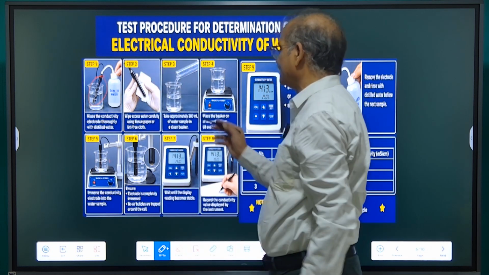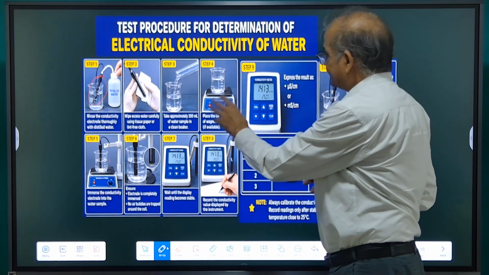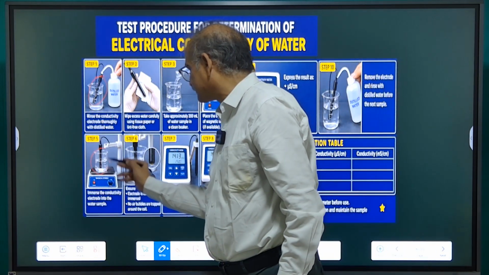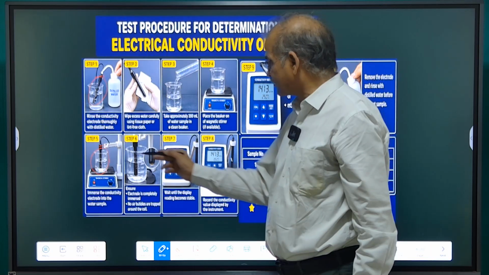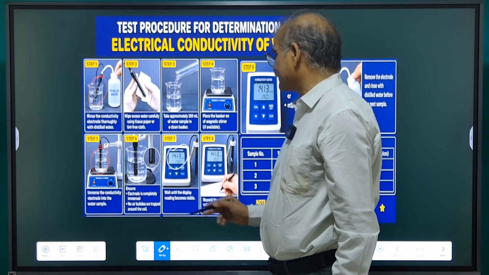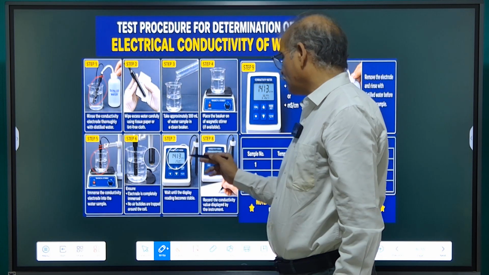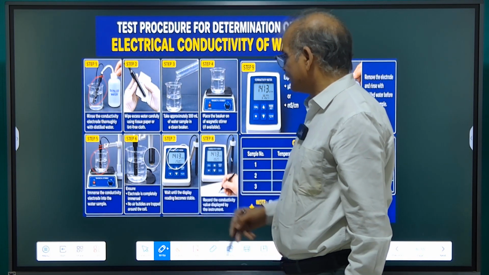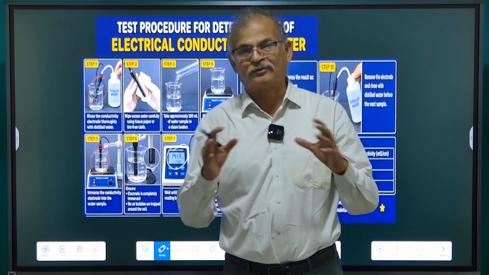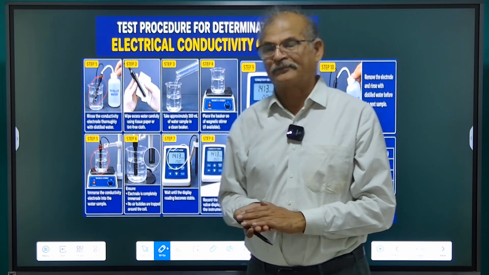After drying it, we take the solution, stir it well, and immerse the conductivity meter in it. When it is applied, it gives the reading. For the standard solution, it has given 1413 microsiemens per centimeter. So now our equipment is in good order. We can go for taking the field solution.